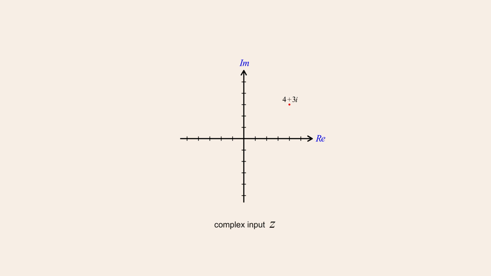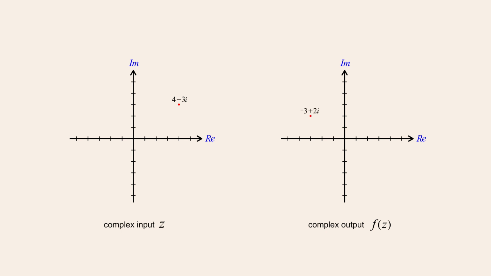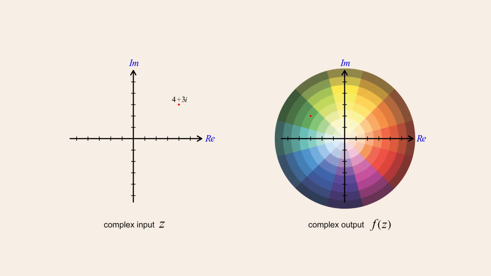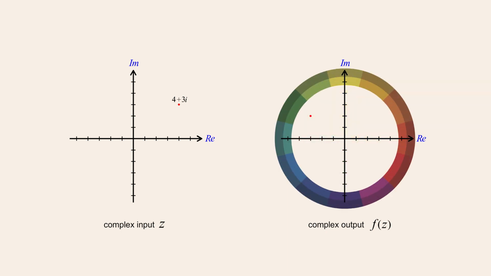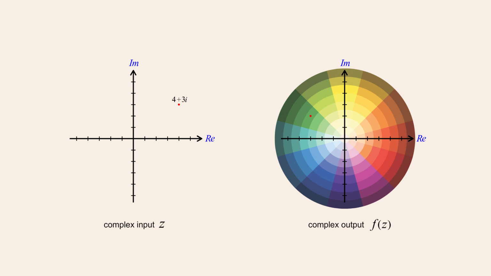As an example, let's say that for a particular function, an input value of 4 plus 3i produces an output value of negative 3 plus 2i. The output point's location on the complex plane would then be mapped to a particular color and brightness by superimposing a color wheel on the complex plane. A color scheme such as this one associates brighter colors with output points closer to the origin. The color and brightness corresponding to that output point would then be assigned to the input point that produced it.